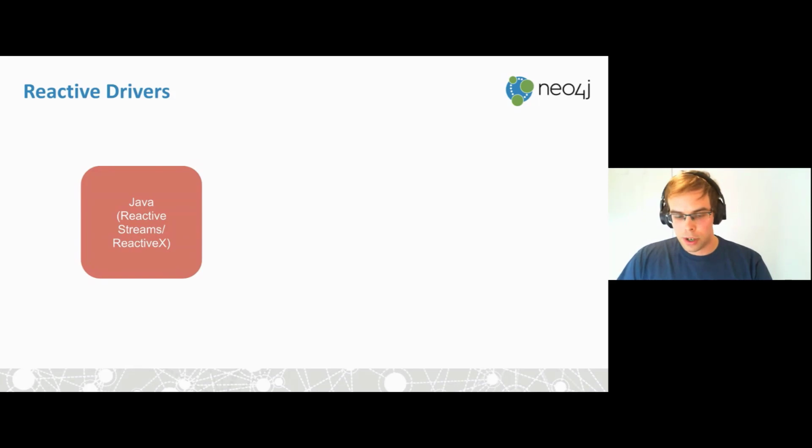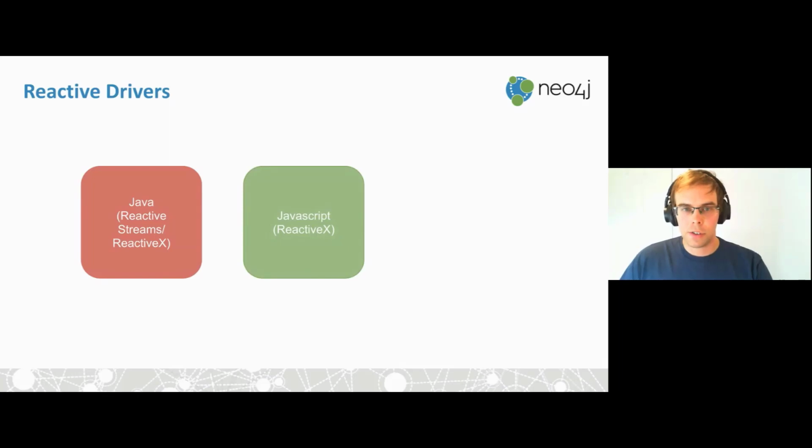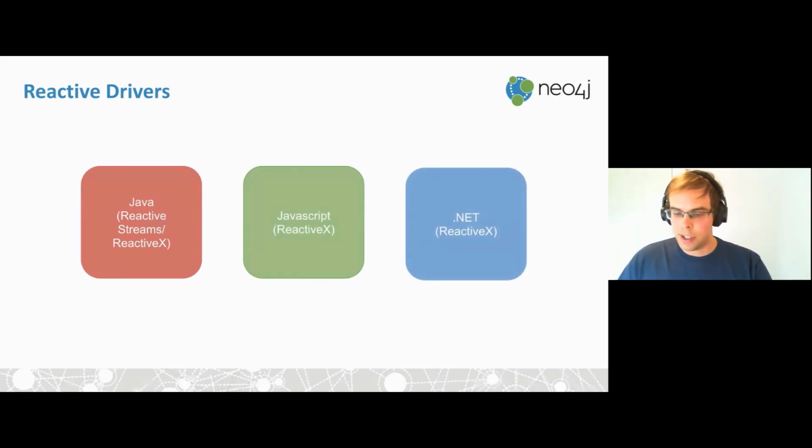And we also have a link into the Reactive Extensions approach. It's another way you can define and declare reactive behavior. It has slightly different terminology, but if you understand the Reactive Streams specification, you can relatively easily get an understanding of the Reactive Extensions approach. So we have Java, we have JavaScript, again using Reactive Extensions, and .NET, which is also using Reactive Extensions.